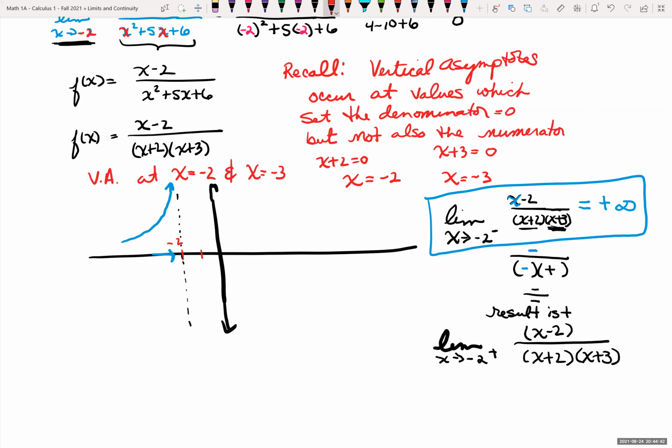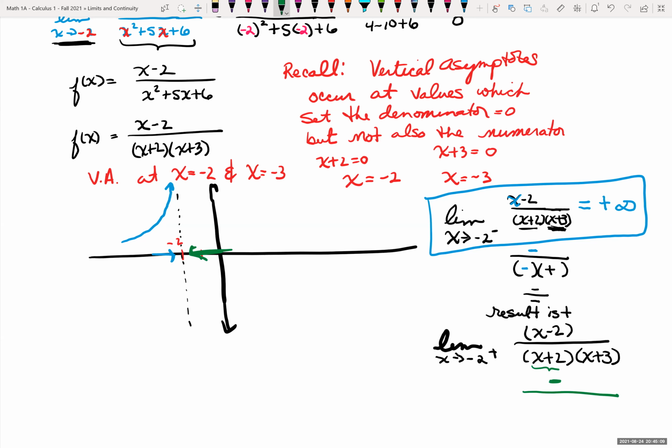So as I'm coming in on the right-hand side, I'm plugging in numbers close to negative 2 on the right, so like negative 1.9, that's close to negative 2 on the right, negative 1.99. So let's talk about the numerator. Negative 1.9 minus 2, or anything close to negative 2 on the right, that's always going to be negative.